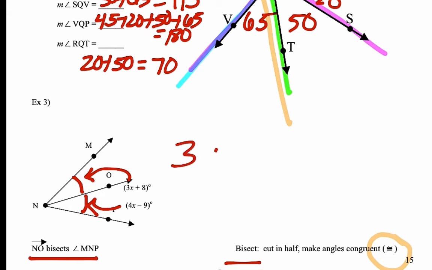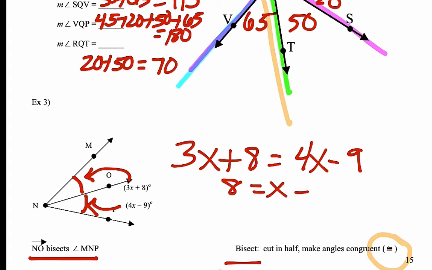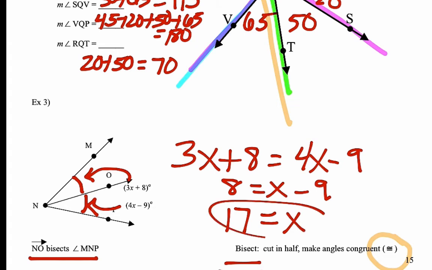So I simply say that that 3x plus 8 has to equal 4x minus 9, and now I have a simple algebra equation that I can solve. So I'll subtract the 3x to get 8 equals x minus 9, and I add the 9 to the other side to get that 17 is equal to x.